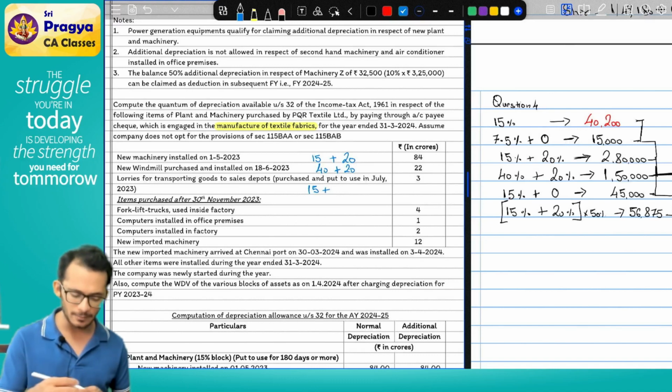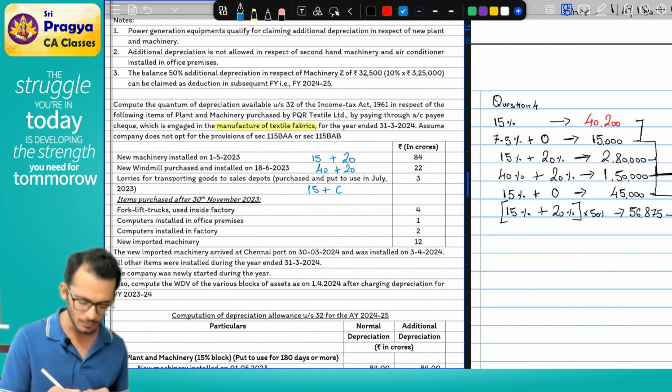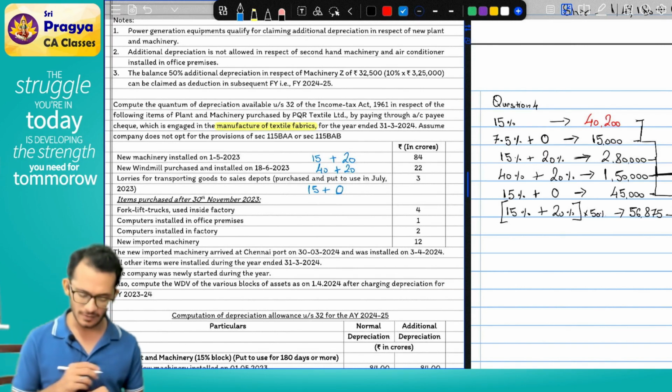Can you claim additional depreciation, Rahul? No, because it is motor vehicles.